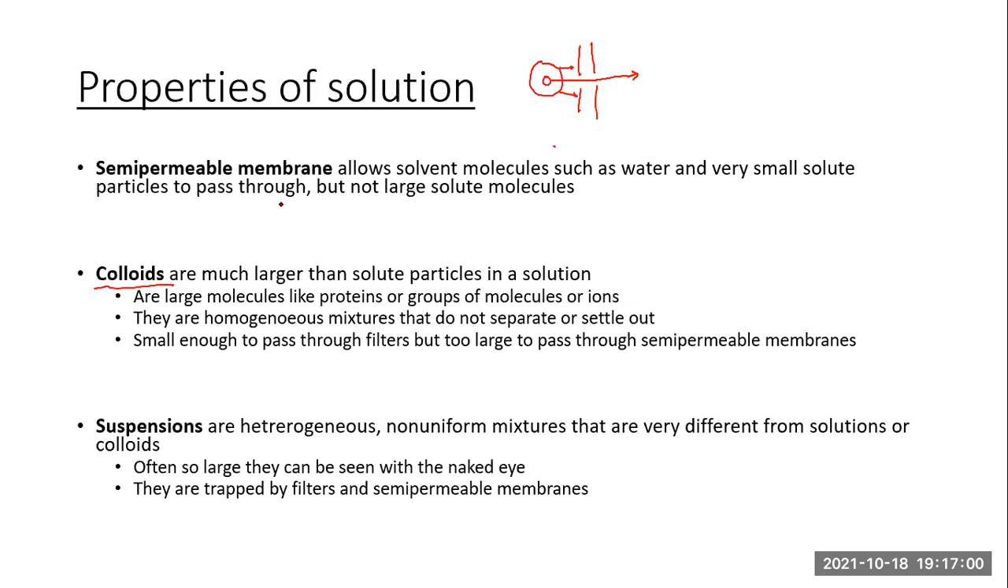There are suspensions. Suspensions are heterogeneous, and much like a heterogeneous mixture, you see different parts as not all looking the same throughout. They're often so large that you can see them with your naked eye. They are so large that they get trapped by filter paper. They get trapped by semipermeable membranes. They're really just too big to go through a lot of things. So we look at some differences here.